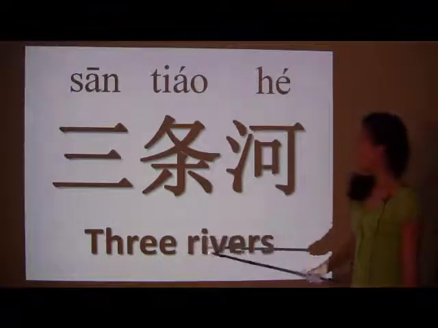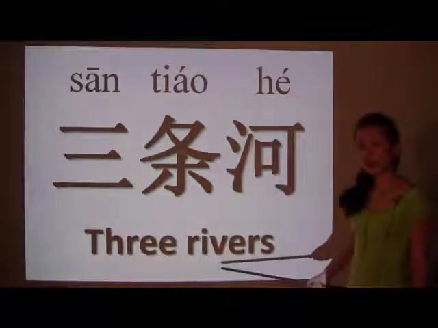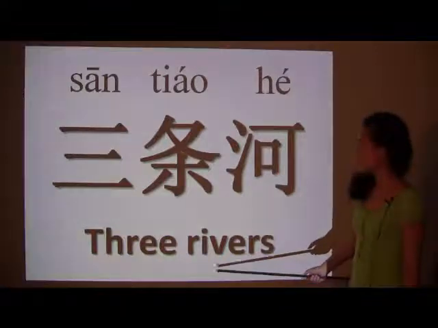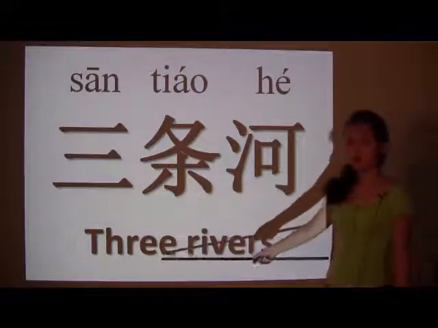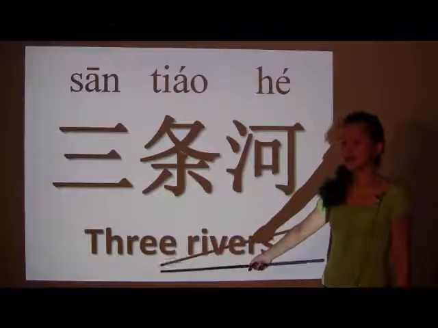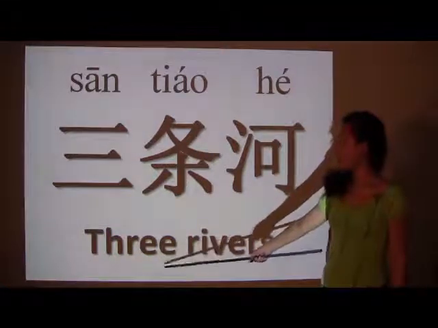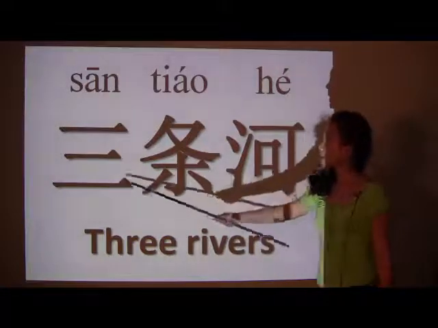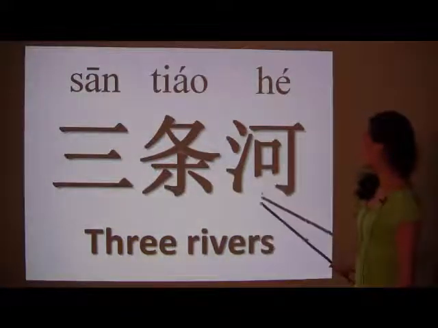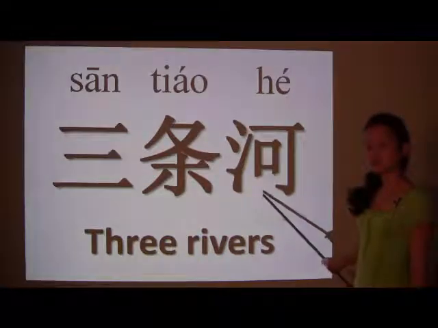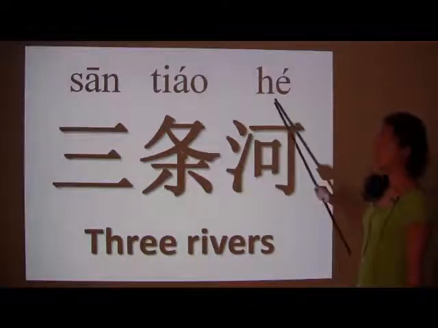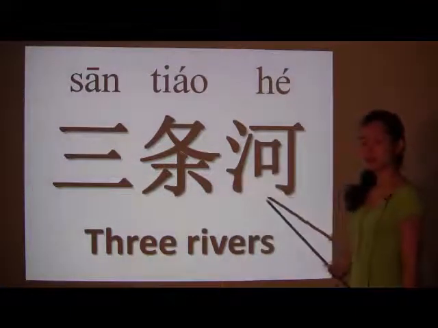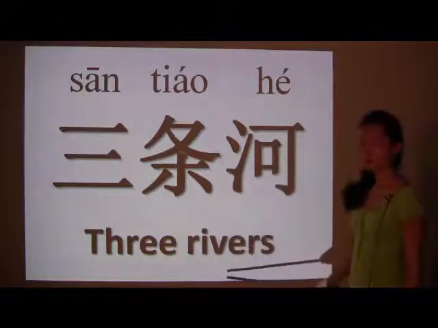So, 3 rivers. Think about the article. The article that goes for rivers and roads is 条. How many? 3. And 3 doesn't have any tricky things to it. All you need to know is the number 3. So, 三条河. The character for river is 河. 三条河. 3 rivers.